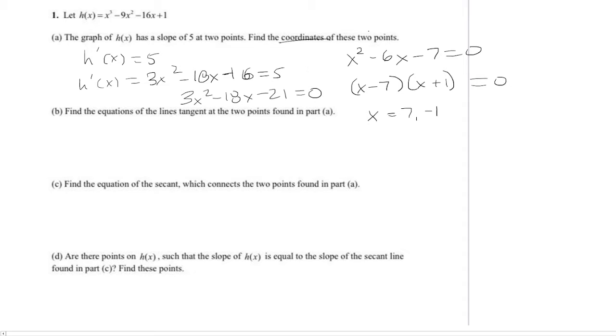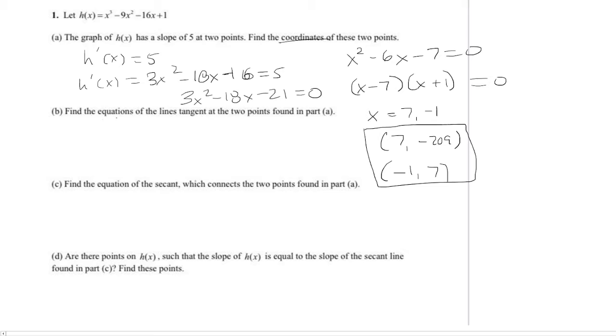Now we want to find the coordinates, so plug in x equals 7 and x equals negative 1. So if I plug in x equals 7, I get negative 209. Plugging in x equals negative 1, I get y equals 7. And so these are my 2 coordinates.